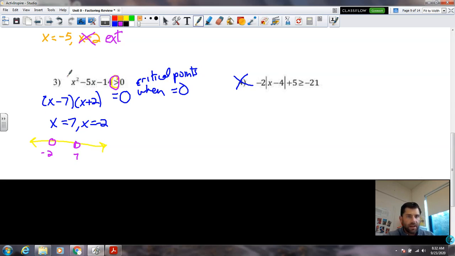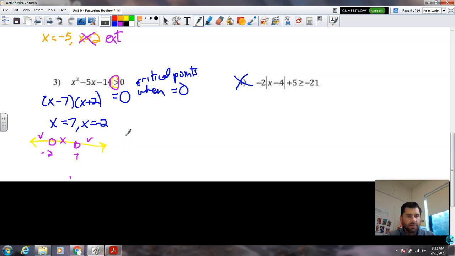So if I were to quickly test those, test -10 for x, test 0 for x, test +10 for x, this section works and this section works. This one doesn't. All right, so when we're writing our answer, we know the values that satisfy this inequality are when x is less than -2 or when x is greater than 7.